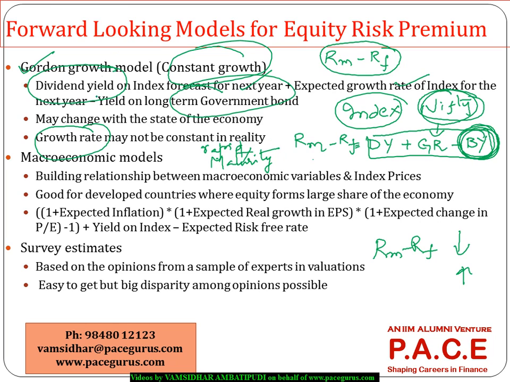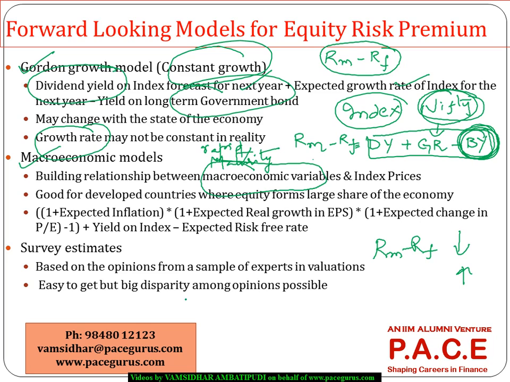Then the second set of forward-looking models which we generally look at are the macroeconomic based models, wherein we are trying to tie up macroeconomic variables like inflation or GDP growth or expected changes in price to earnings ratios. We are tying them along with the index prices to finally say that this is the excess which the equity market is expected to offer above the risk-free rate of return. Wherever a country has equity as a large share of the economy, and is already a developed country, this model can be used quite effectively.